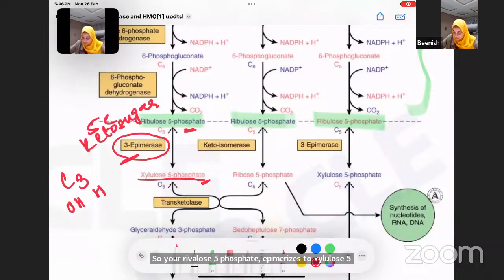Okay. This is the same reaction. So 2 ribulose 5-phosphate are changing into xylulose 5-phosphate and 1 ribulose 5-phosphate changes into ribose 5-phosphate. Now, ribulose is a 5-carbon keto sugar and ribose is an aldehyde. So this is ketoisomerase.